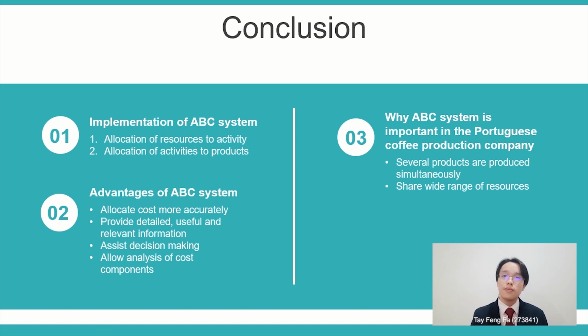Lastly, as the Portuguese coffee production company produces several products simultaneously, including other coffee-based products other than the coffee capsule focused on in this case study or journal, these products share a wide range of resources, for example, resources consumed in main activity 1 to main activity 5. So the activity-based costing system is very important to this company. This is because the activity-based costing system allows allocation of resources to the several products produced by this company in a more accurate manner and more effectively as compared to other costing methods such as the traditional costing methods.